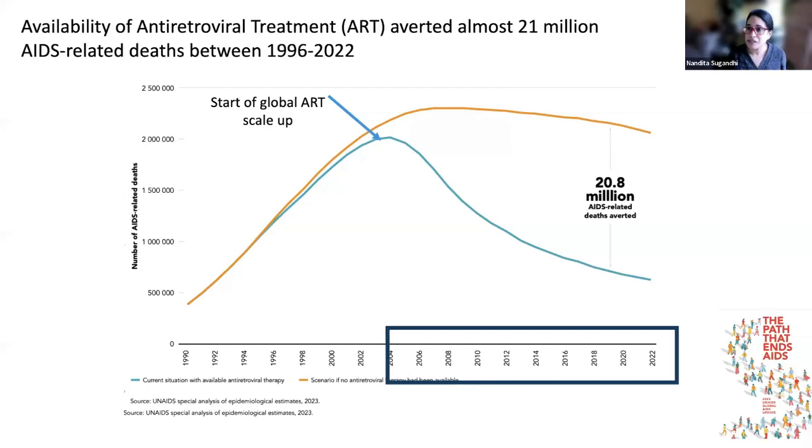So I want to start by just presenting some of the good news, is that the availability of antiretroviral treatment over the last 20 years has averted almost over 20 million deaths. Really, if we look at the turquoise line down here, this is the rate of AIDS-related mortality. But if we look at the orange line, we can see that's the counterfactual. So if we had not scaled up ART, that's the level of mortality we would expect to see. So I want to start again with the good news that treatment has really been able to avert millions of deaths over the years.